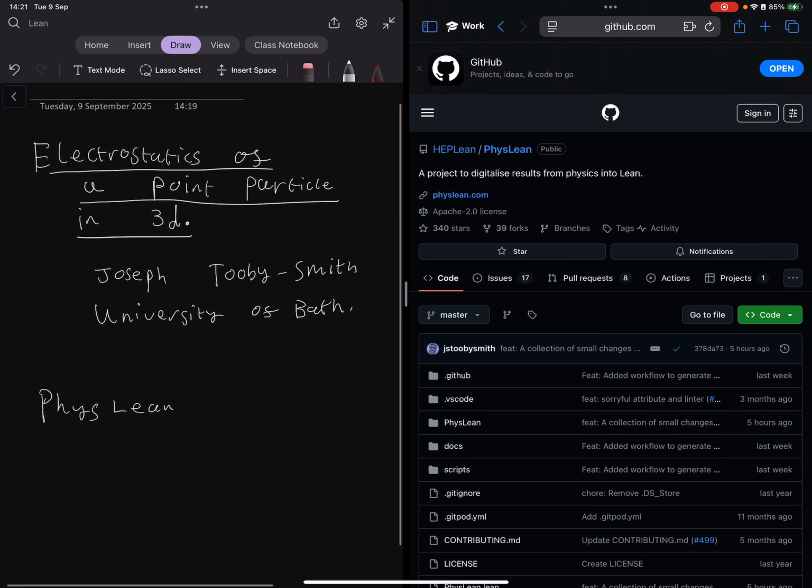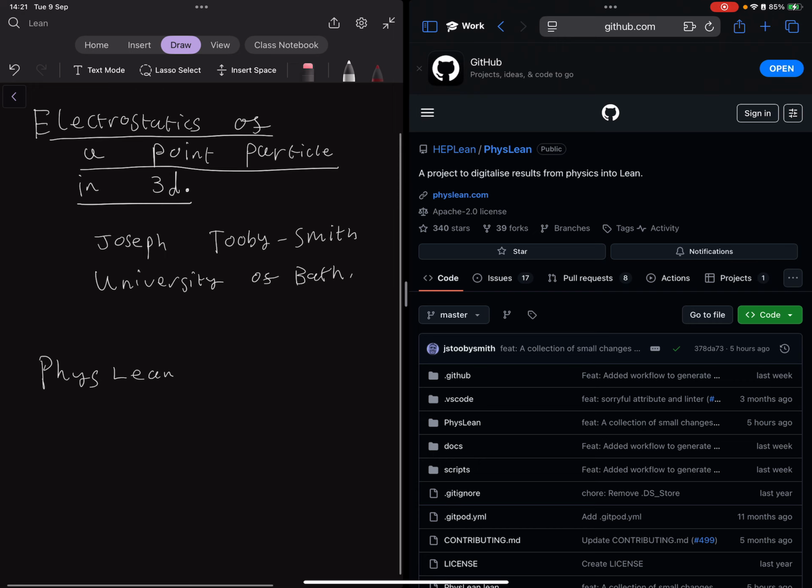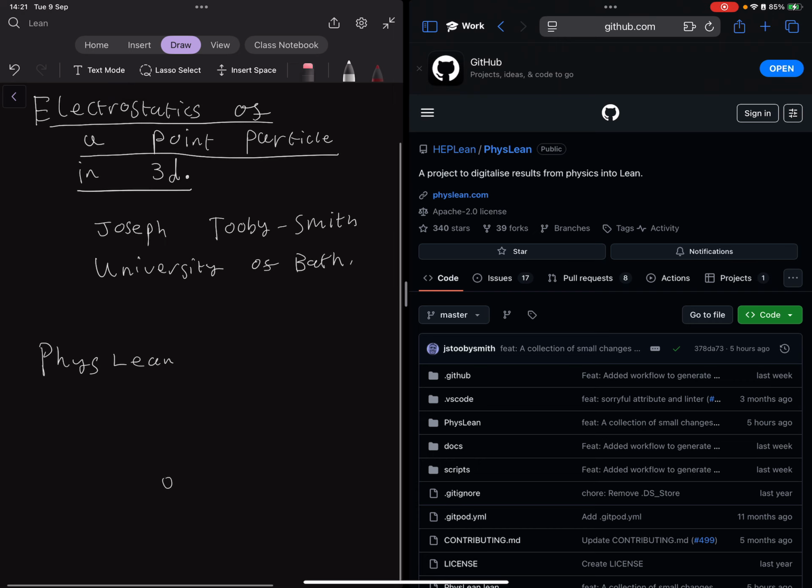So, like I said, we're going to look at the electrostatics of a point particle in 3 dimensions. So that's basically where you have a particle sitting at some location R0, and you have an electric field going away from that particle, basically because it has some charge Q.